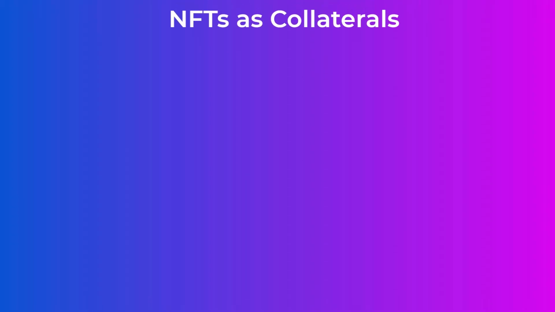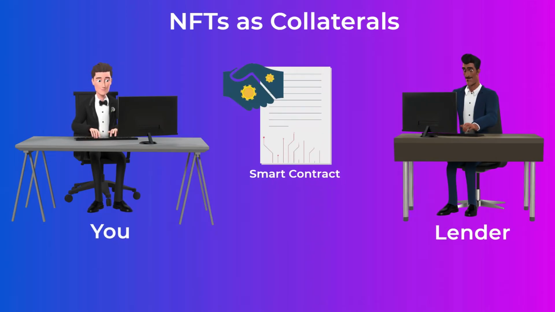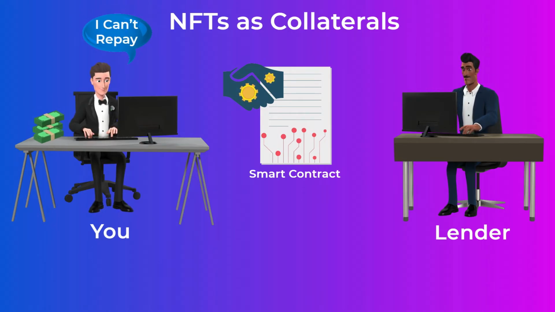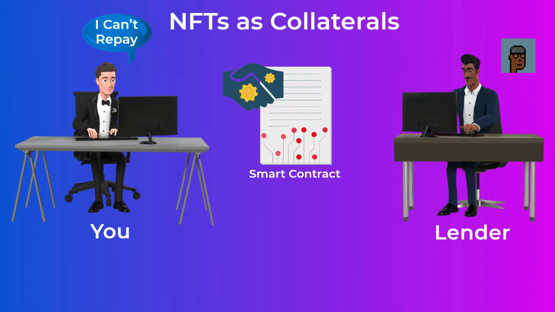NFTs can also be used as collaterals for loans. For example, you may have a CryptoPunk bought for $20,000 a while ago, and you need some money without selling your NFT. You can go ahead and lock your CryptoPunk in a smart contract as a collateral. And when a lender chooses your NFT, he lends you the money. If after a while you repaid the loan, you get back your CryptoPunk. But if you defaulted and didn't repay your loan, the smart contract automatically transfers the CryptoPunk to the lender.